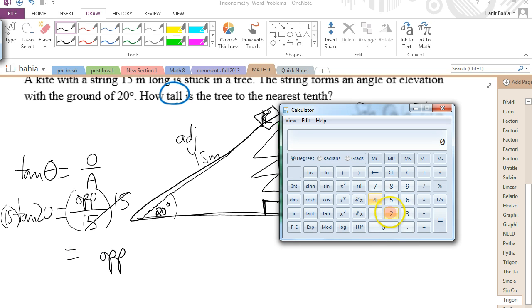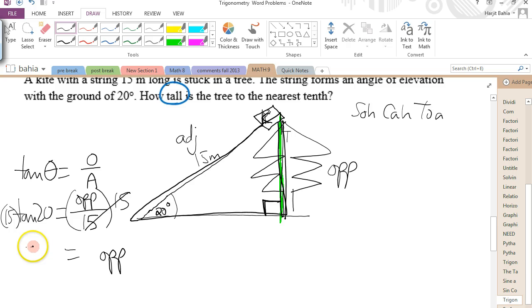So first let's do tan 20, or 20 tan, times 15, gives us 5.49, 5.46 is what we should round it to. 5.46 is what we get.